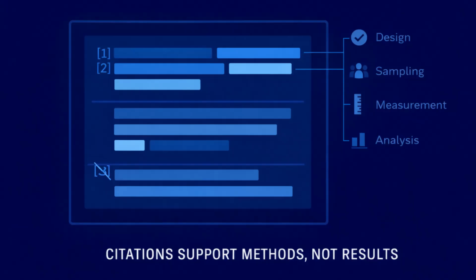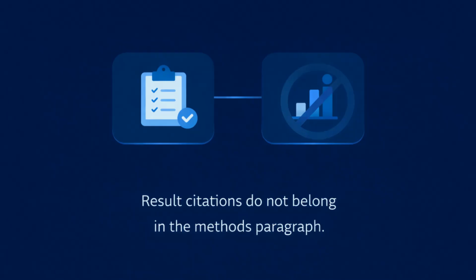One important citation rule applies throughout this paragraph. Citations here should support claims about how studies were designed, sampled, measured, or analyzed. They are not here to support findings. If a citation is pointing to a result rather than a method choice, it does not belong in this paragraph.